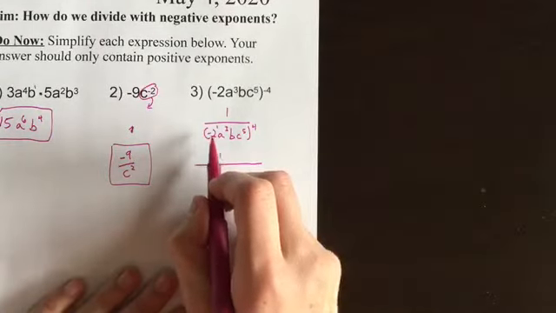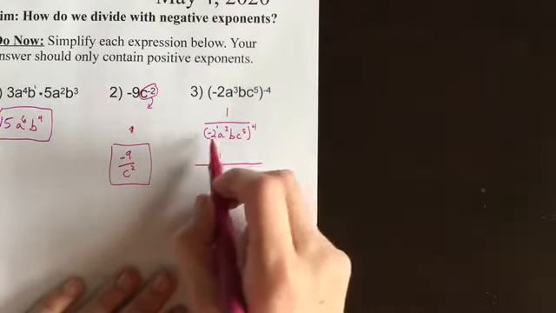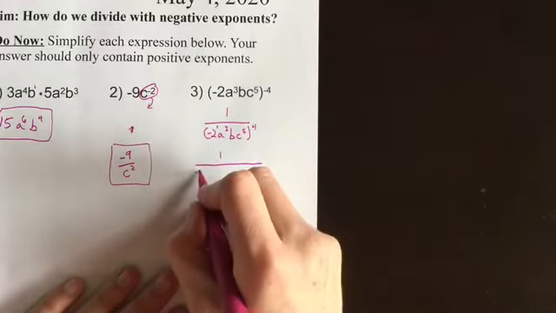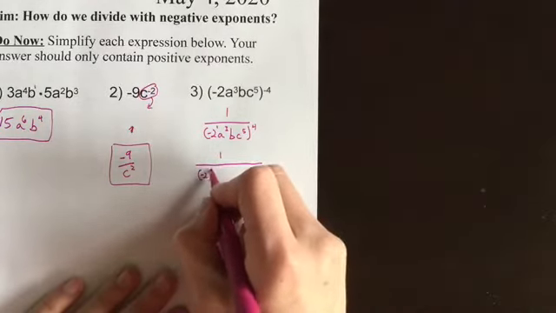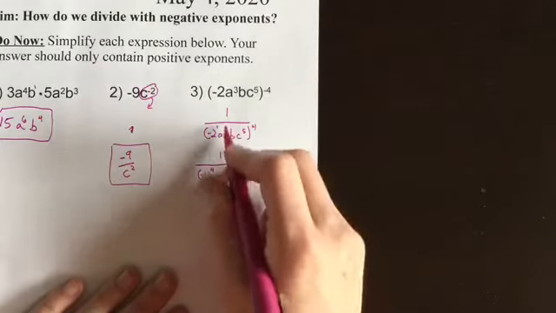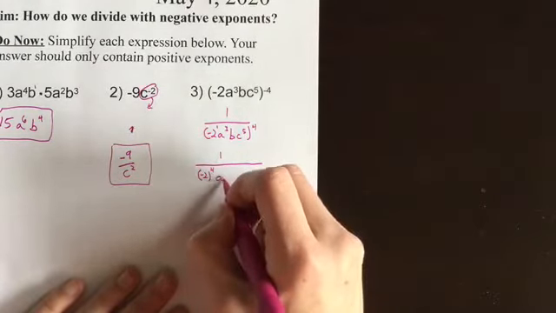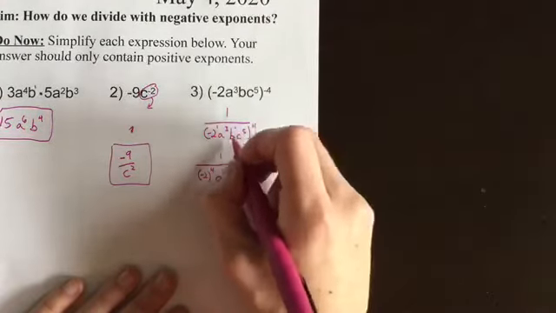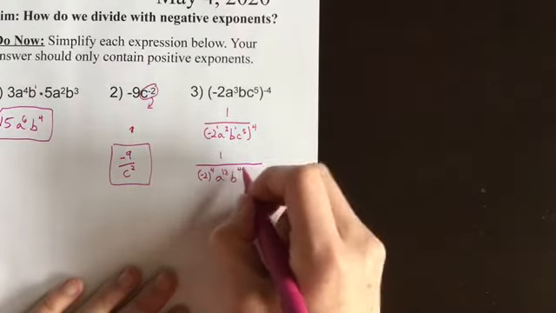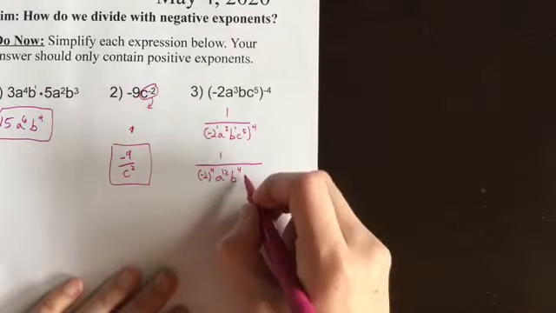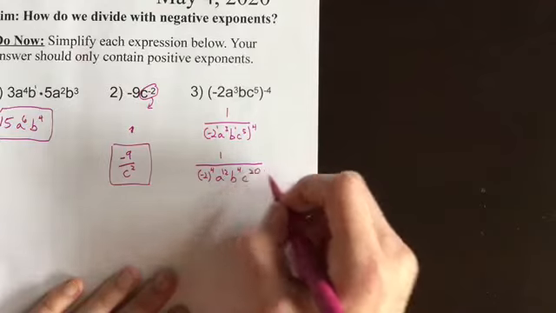When we have that negative 2, a negative coefficient inside our parentheses, we keep it in parentheses when we pull it out. Okay? A to the third, 3 times 4 is 12. B to the first, 1 times 4 is 4, so b to the fourth. C to the fifth, 5 times 4 is 20, c to the 20th.